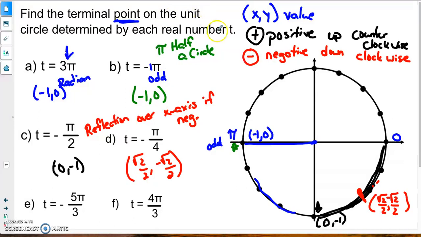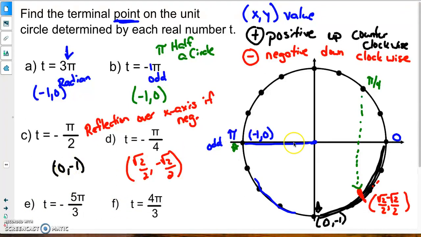I can also get there the reflection way if I go up to the positive version of pi over 4, and then I reflect straight across, straight down to the x-axis. Okay, across the x-axis, excuse me, it takes me there. Radical 2 over 2, negative radical 2 over 2. There's a terminal point. All right. Again, let's keep moving.